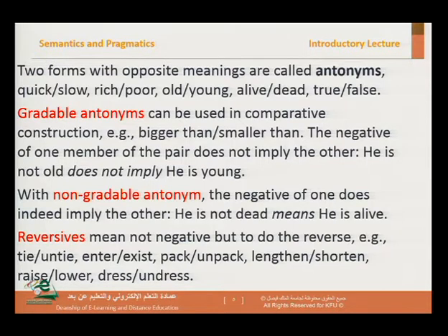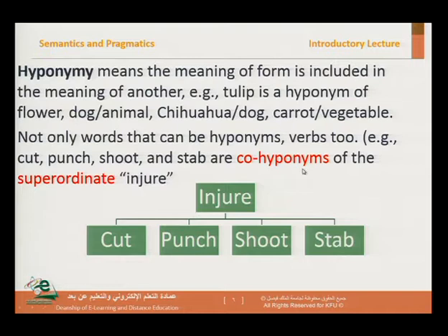Reversives. So with antonymies, we have gradable antonymies when we compare. We have non-gradable antonymies when the negative of one of them implies the other, not dead, so it means alive. And reversives, where we do the opposite. All these three types can go under antonymies. And speaking about going under things, we should arrive at hyponymy.